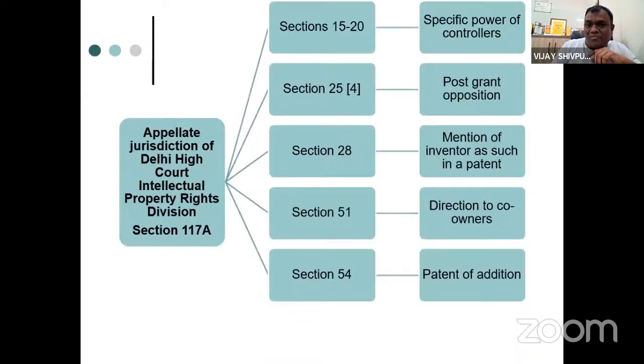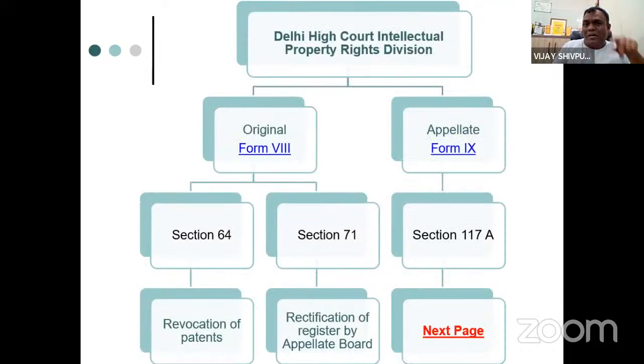So we have two separate forms now as per the Delhi High Court IP Rights Division, Form 8 and Form 9. Form 8 is for the original, that is under section 64 and section 71. If you have to do appeal, then form 8 of the intellectual property rights division. It is not for form 8 of the Indian Patent Act. Form 9 is only for appellate.